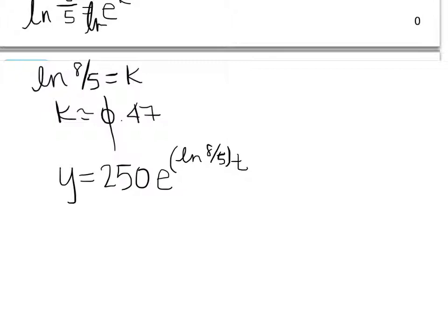Now, my problem said, what is the value of y when t equals 4? So what I'm going to do is plug a 4 in for this t and solve my equation. This is where it comes in handy to use that stored value for your natural log of 8/5. When I plug all of this into my calculator, I end up with y equals 1,638.4.